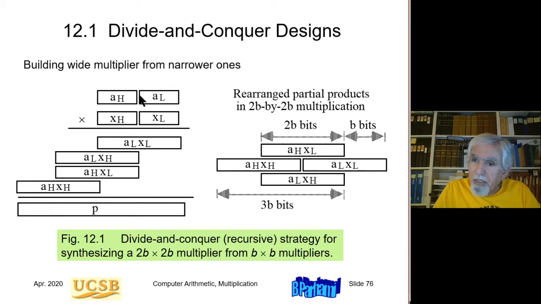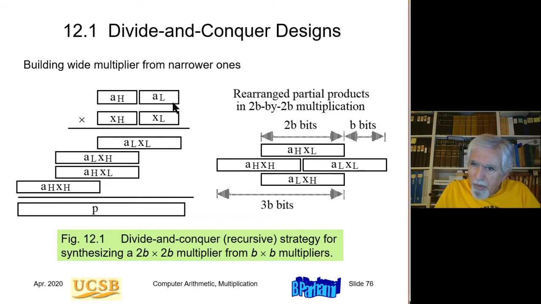by dividing them into two parts: the lower half of A, the upper or higher part of A, the lower half of X and the higher half of X. And then multiplying these half-length numbers, so XL times AL is this number, AH times XL is this number, AL times XH is this number, and finally AH times XH is this number. And the shifts are appropriate for the respective weights.